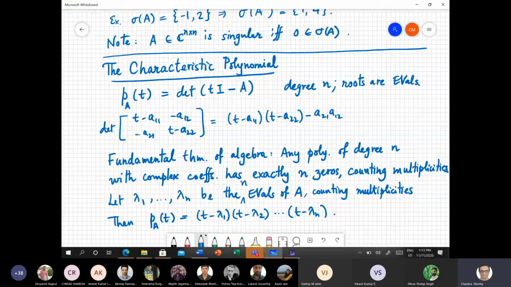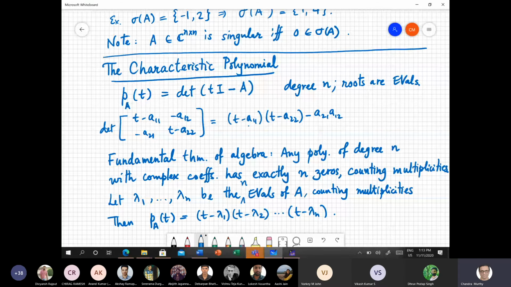So in particular, if I look at the coefficient of t^{n-1} in this polynomial, that's just the sum of the eigenvalues. Similarly, if I look at the coefficient of t^{n-1} in the determinant, it will be minus a11 minus a22 and so on, and the coefficient of t^{n-1} here will be minus of lambda 1 plus lambda 2 plus etc. up to lambda n.